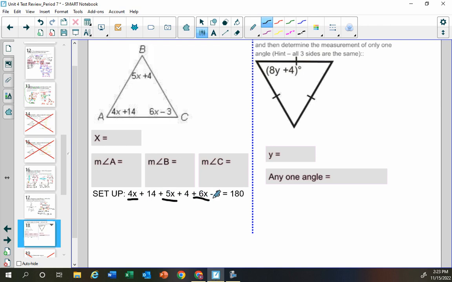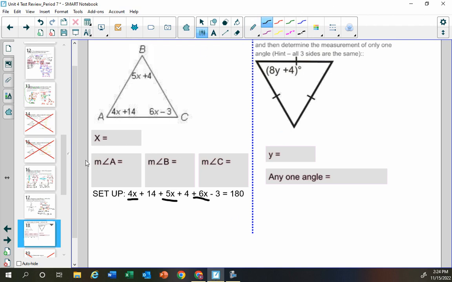Go ahead. Somebody had a question. How do you get this set up? 4x plus 14. So you're going to take each of your expressions. So this is the bottom one. You're going to take the 4x plus 14 plus the 5x plus 4 plus the 6x minus 3. Does it matter? No. You could have it 6x minus 3 plus 5x plus 4 plus 4x plus 14. But it adds up to 180. We're not going to set anything equal to each other.